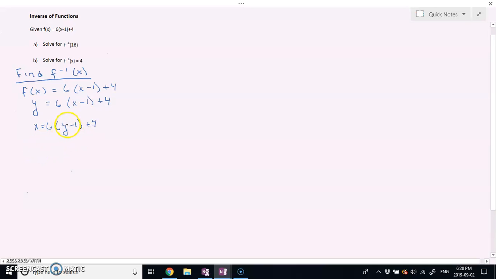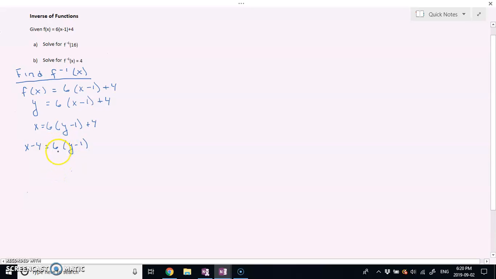Now we want to isolate our y. We want y on one side and everything else on the other. So to do this, we'll do BEDMAS only backwards. So we can subtract 4 from both sides. X minus 4 equals 6 times y minus 1.